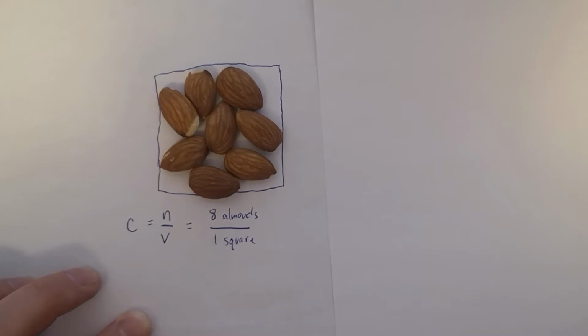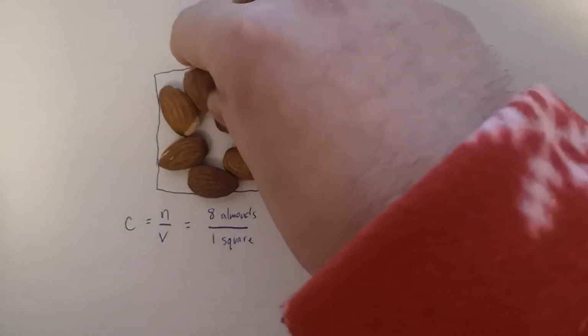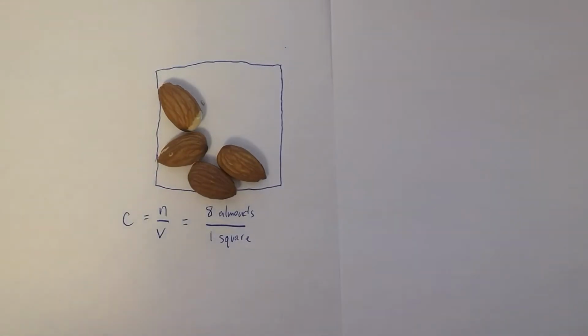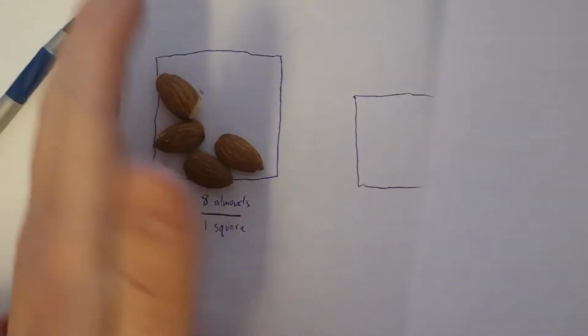Okay? What if we take half of them away? Now there's only 4 almonds. If the almonds were a gas, they'd spread out and they'd take up the same amount of space, a full square. And the concentration would be 4 almonds per square. Okay, but almonds don't do that. Solids don't do that. What they do is they take up less space.